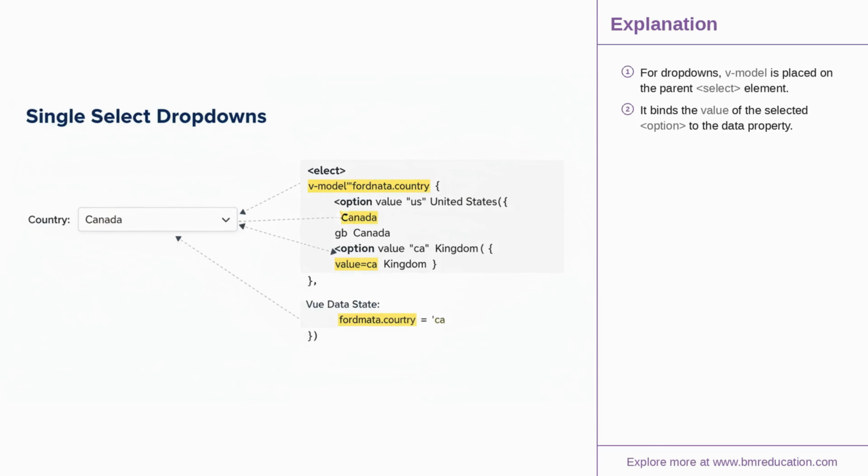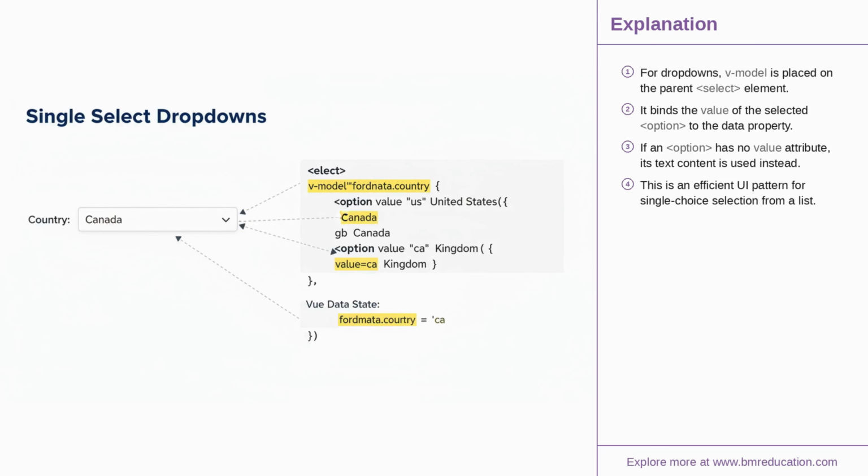Drop-down menus, or select boxes, work very similarly to radio buttons for single-choice scenarios. By placing v-model on the select element itself, Vue binds the value of the chosen option to your data property. This is a compact way to offer a long list of exclusive choices.